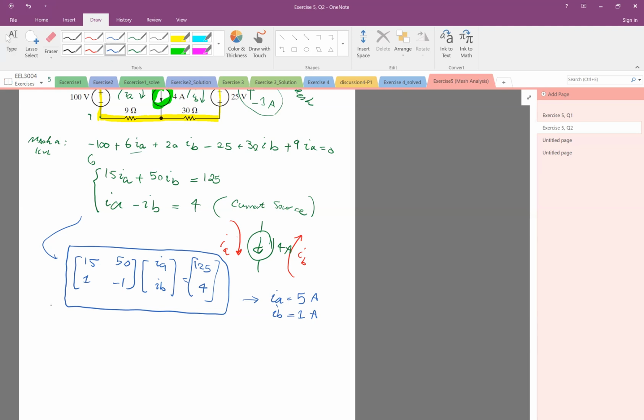So the power for the 25 volt, we have plus minus, here is 25 volt, and then the current, negative. So 25 times minus 25.